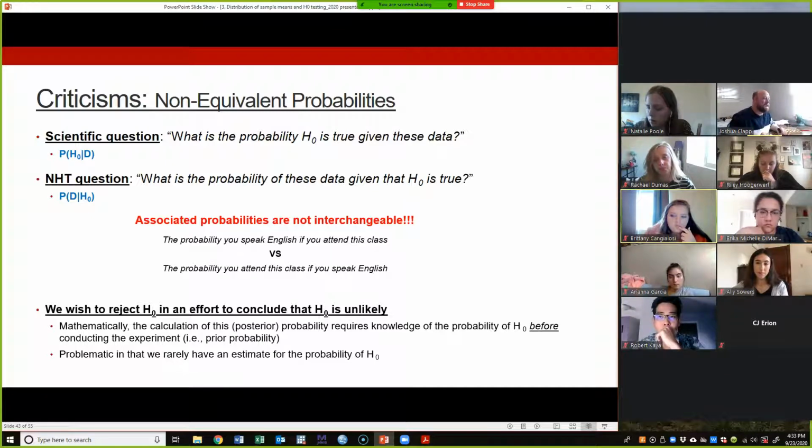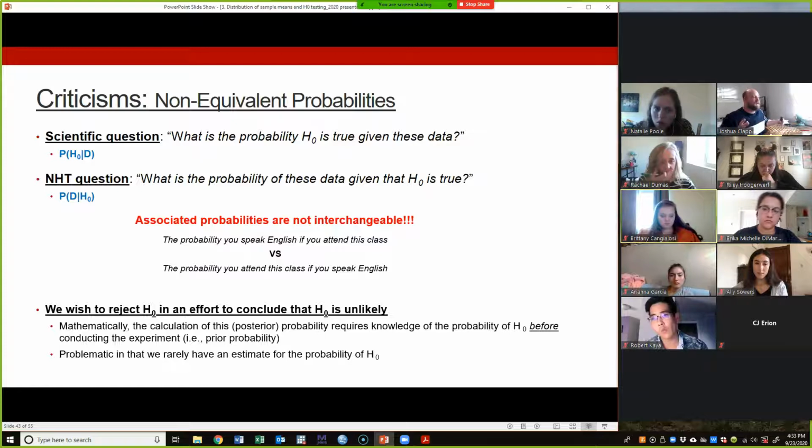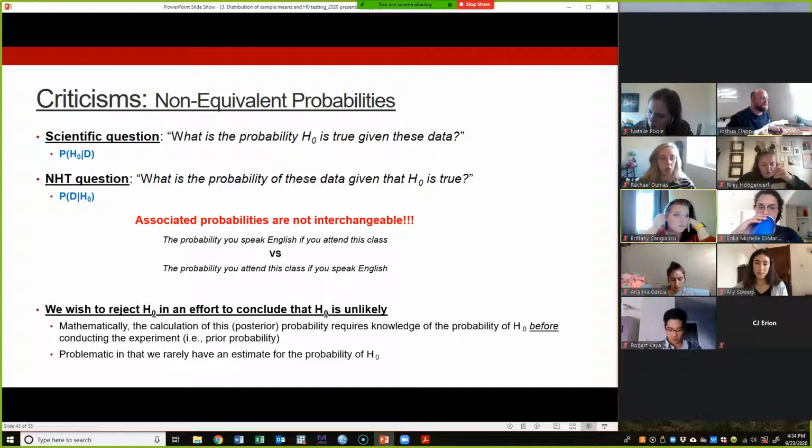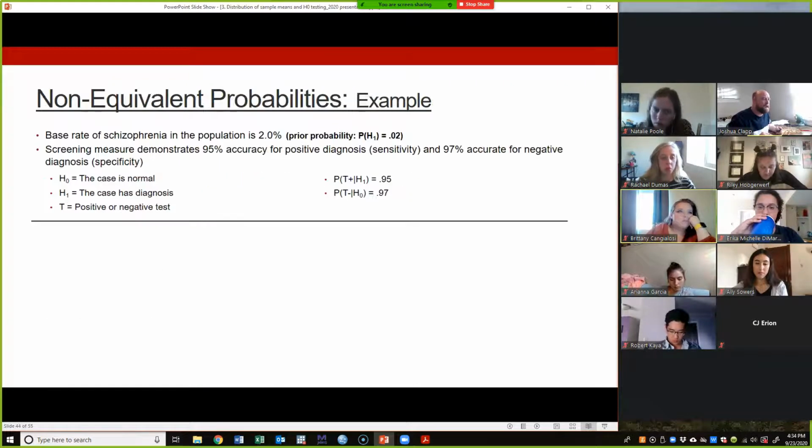We'll talk about it a little bit, but the idea is, if I really want to look at the probability of the null based on the data, what I have to do, before I run anything, is have some estimate of the probability of the null before we even start, okay? And this is problematic because we rarely, if ever, have a good, accurate estimate of the null hypothesis.